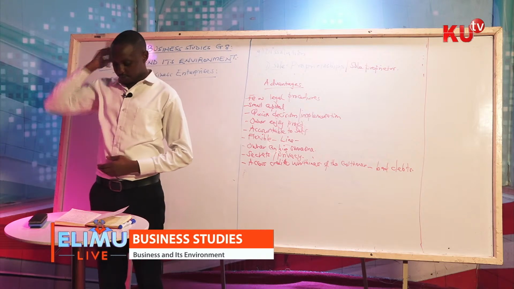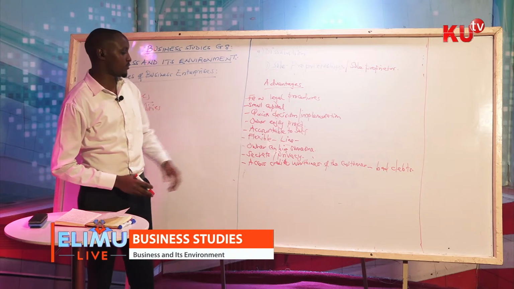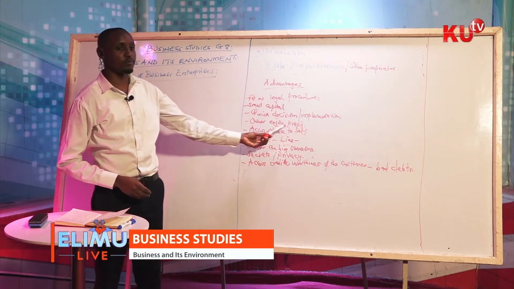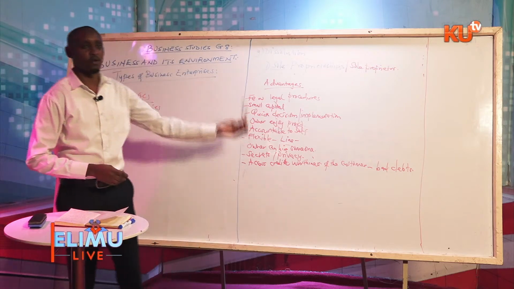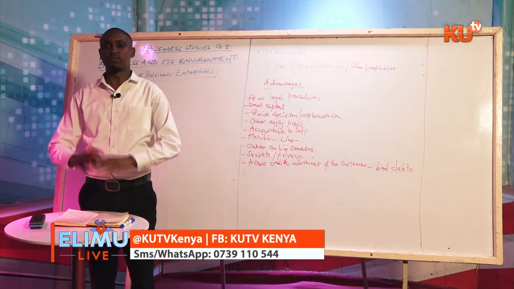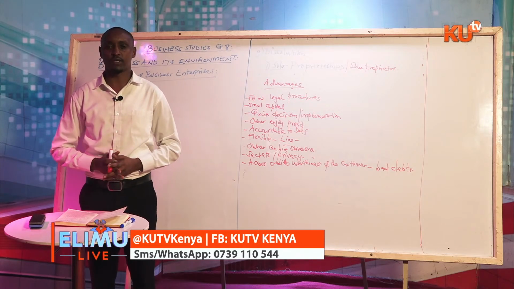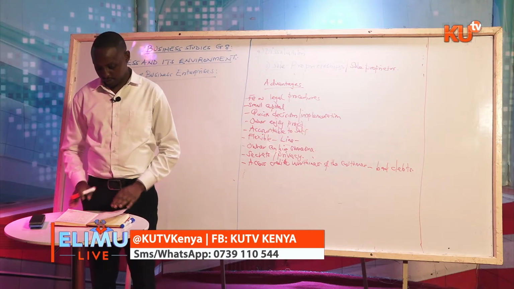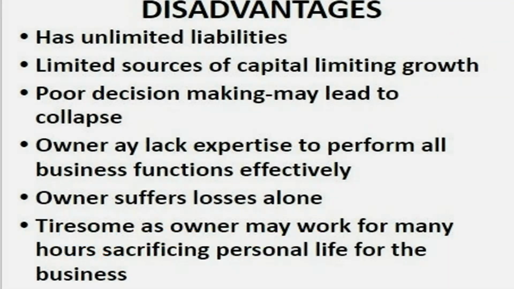Then we have the owner suffers losses alone. This is a disadvantage which is almost similar to the advantage of owner enjoying profit alone. So you enjoyed the profit alone, yes, but when it comes to losses, you also suffer alone, which becomes a disadvantage on the other side. That means you have nobody to help caution you in case of losses. It is only you as a sole trader, only you as a sole proprietor. Then we have number 6. Owner may have to work long hours. The owner may have to work long hours because you know you're looking for money.